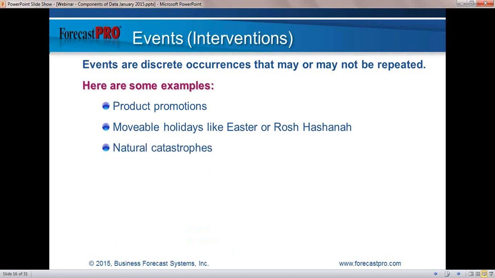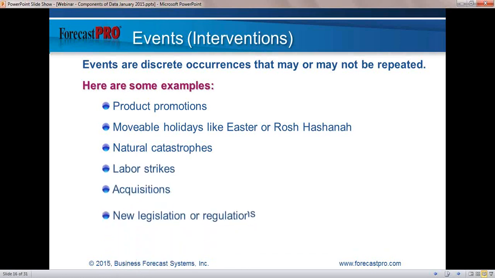Other examples of events. Say a natural catastrophe. We have an earthquake. We have a tropical storm. Maybe that takes down production and puts a hole in our demand figures. Maybe it's the opposite. Maybe I'm running a roofing company, and after a tropical storm, there's more demand for my services, so it actually increases demand. But there are lots of things that fall into the category of what I would call events. They are things that happen. They hit the data. They have an impact, and then when they're over, that impact disappears. It's important to capture them in your forecasts.